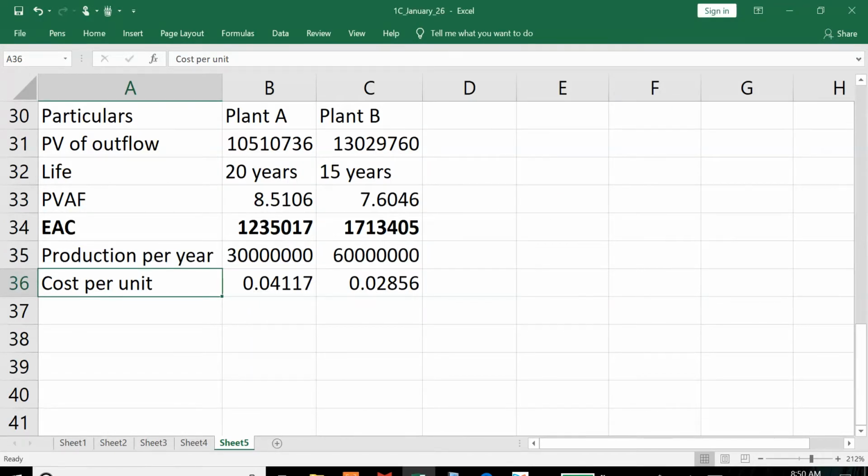0.04117 and 0.02856. That's the cost per unit figure.